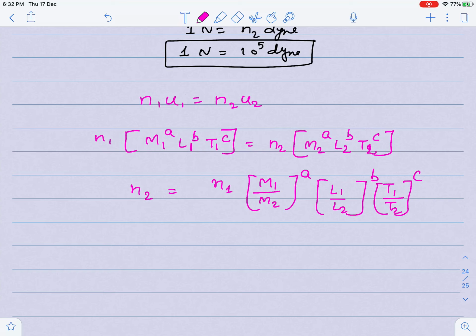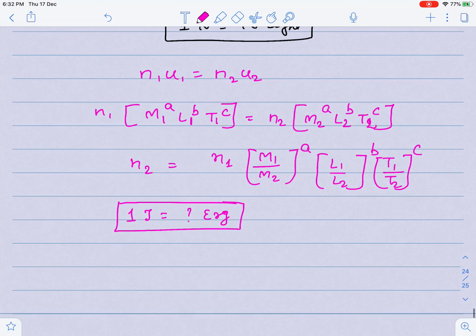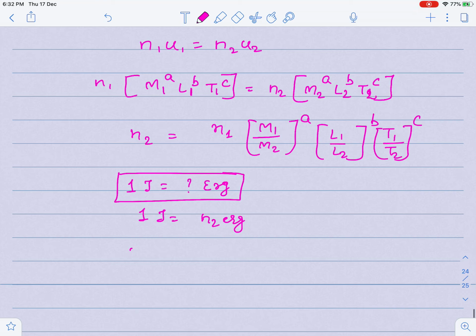Now, guys, I want to convert 1 joule is equal to how much erg. I am not writing all the things, I am directly using the shortcut. Let it be 1 joule is equal to n2 erg. So, guys, n2 you have to calculate. I'll directly write n2 is equal to n1, where n1 is this, u1 is this. So n1 is 1, given, times M1 by M2 to the power a.